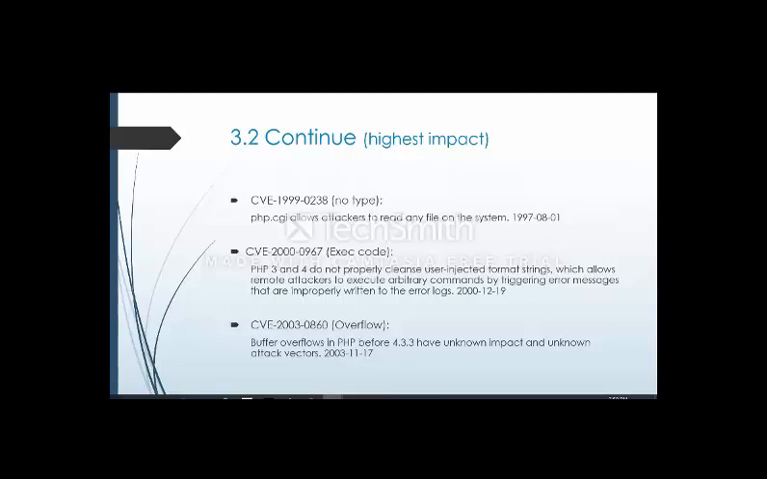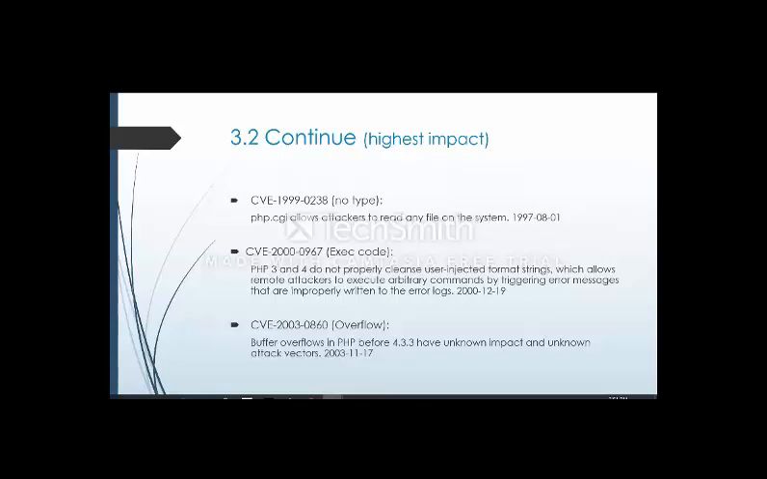So, the first vulnerability was the first ever vulnerability of PHP with a 10 out of 10 score. This vulnerability actually has no type. It's not an overflow or a denial of service, but a huge vulnerability. There is no specific type of it. It says php.cgi allows attackers to read any file on the system, which is very dangerous. And this was in 1997, 8.1.